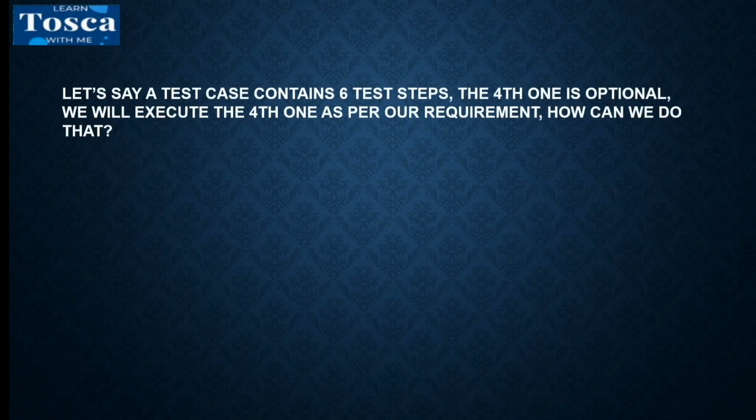So the next question is, let's say we have a test case that contains six test steps, the fourth one is optional, and we will execute the fourth one as per our requirement. So how can we do that? We have six test steps in one test case. Out of six, there is one test step, the fourth, which is optional, which is not required for all the test cases. This is required only for a specific requirement.